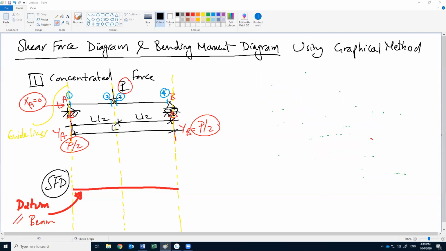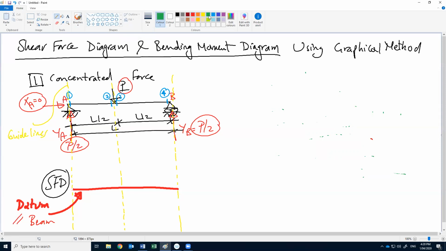Okay. So now we are drawing the shear force diagram for this simple beam. This case is one of the basic cases, a simple beam with only one concentrated load at the midspan. So we have 4 cuts and we have guidelines and datum to draw our shear force diagram. First of all, the shear force at section 1.